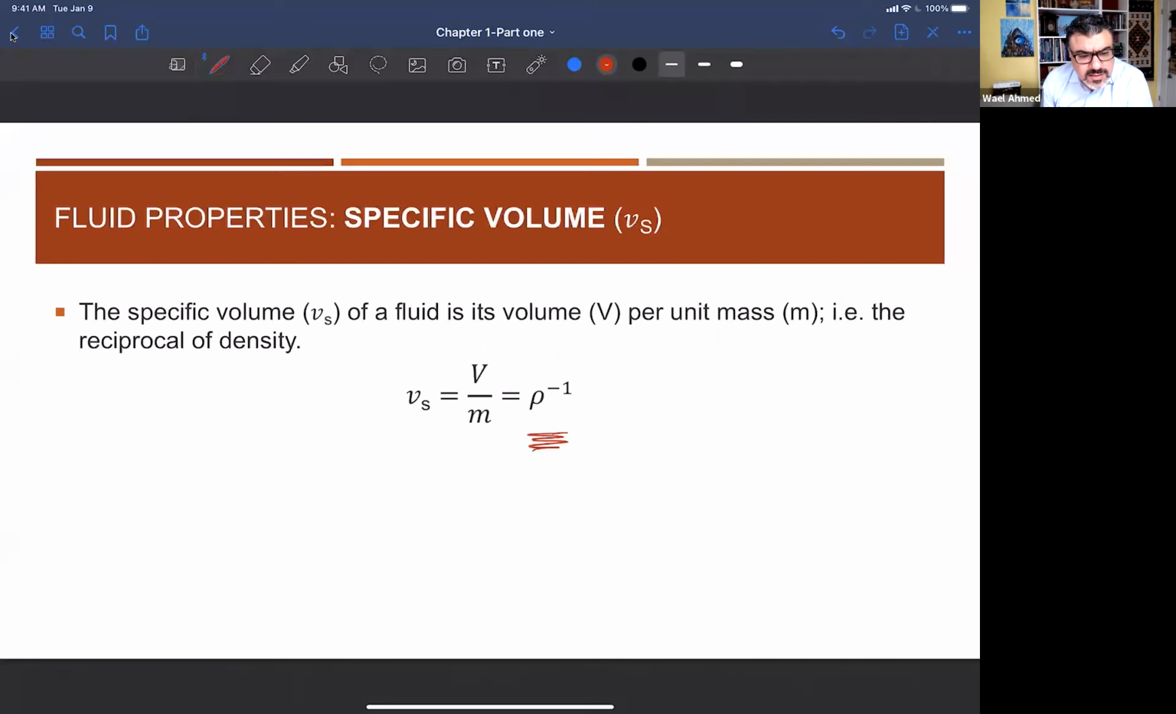Why are we interested in this? As we go in the course, you will see that sometimes when we are deriving some relations, you will see a lot of the density in the denominator, or the inverse of density. So just for convenience, we refer to this as a specific volume. So specific volume is defined as volume over the mass.